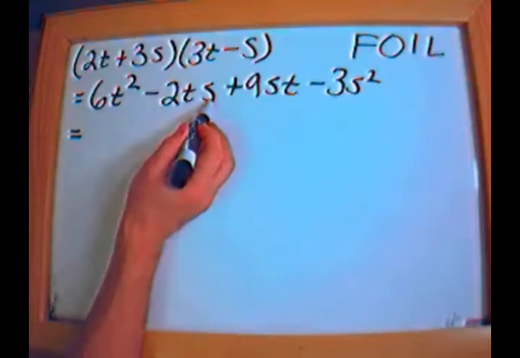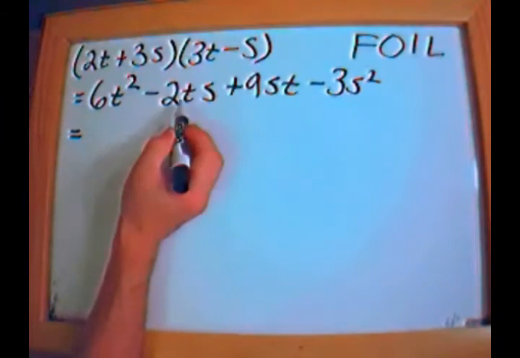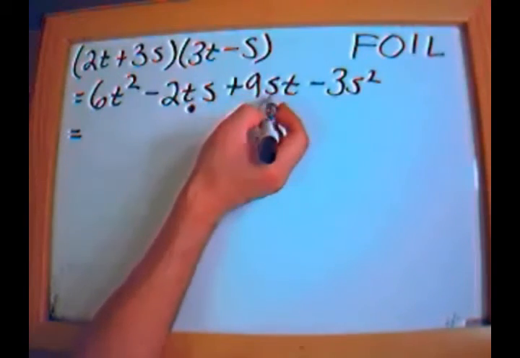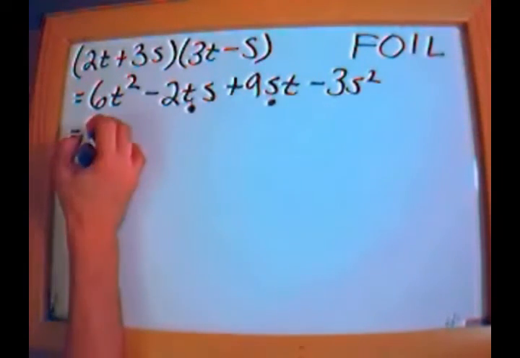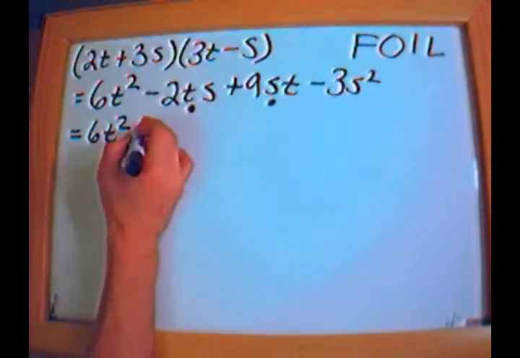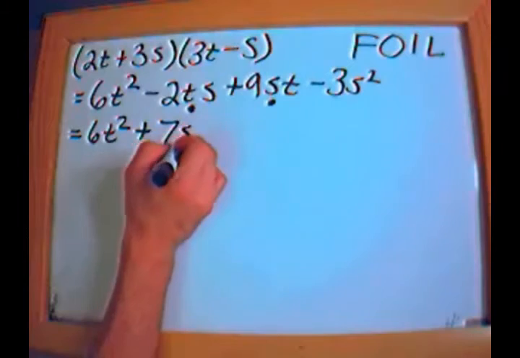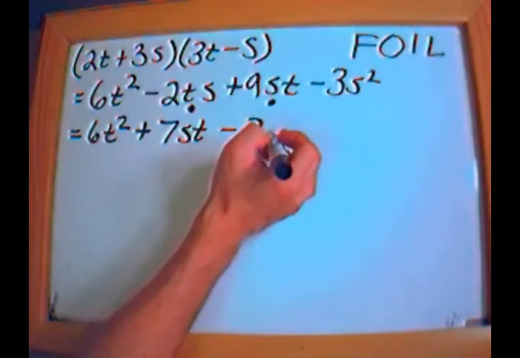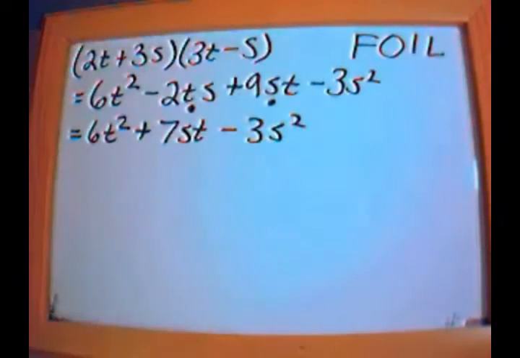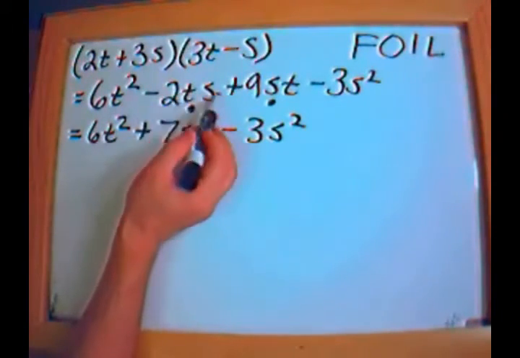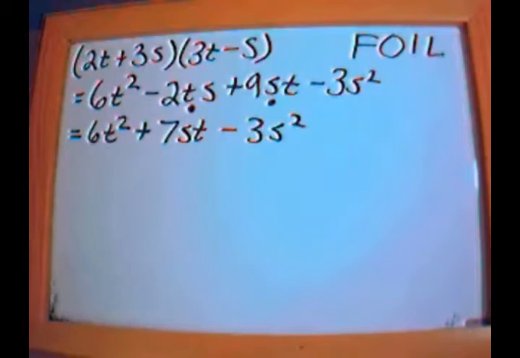Because 2ts is the same as 2st, right? Because I can move the order of these around no problem, because it's just simply multiplied together. So this is really a like term with this. So that leaves me with 6t squared. 9 minus 2 is 7st minus 3s squared. Okay? And you can flip the order around here because this is multiplication, so these are in fact like terms. Okay?